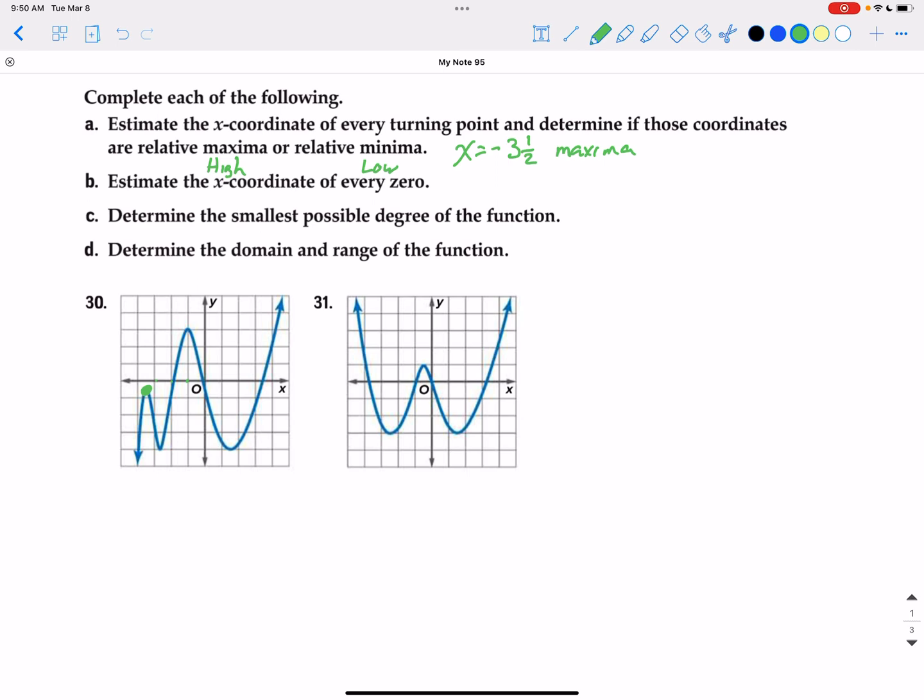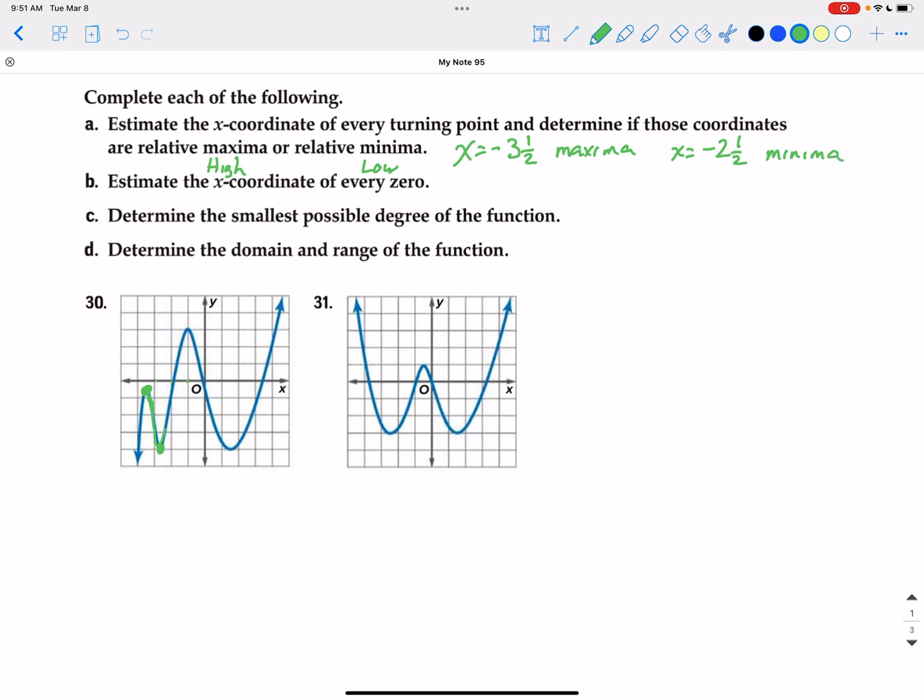And then we continue on, so then we go down the hill until we reach the lowest point of the hill, which is right here. And that looks like it is about 2.5 to the left. So we have x equals negative 2.5 as another turning point. And since that's a low point, that is a minima.